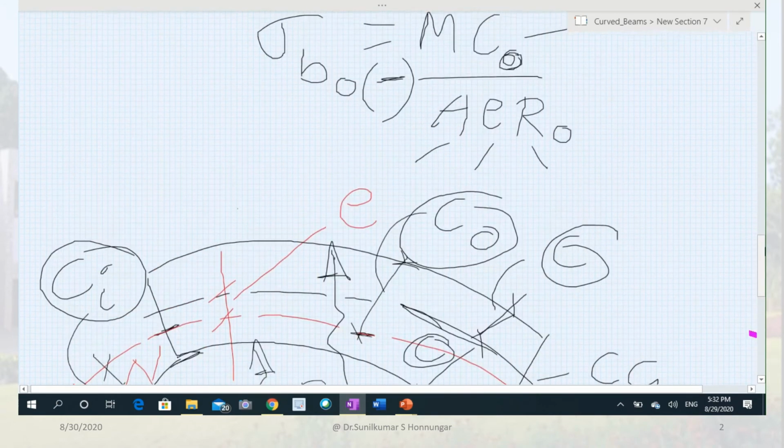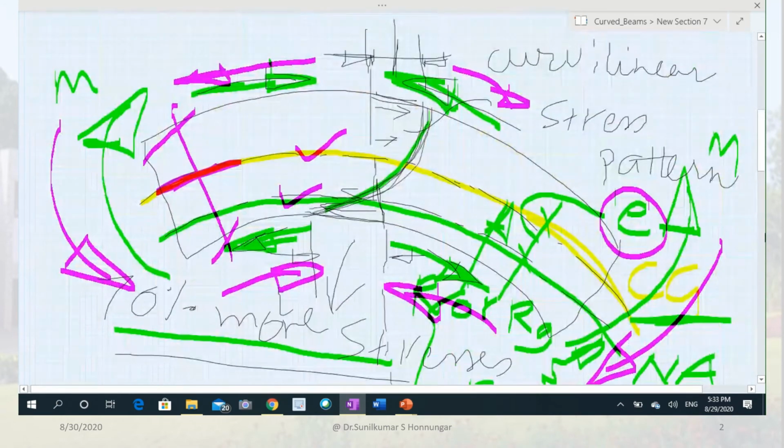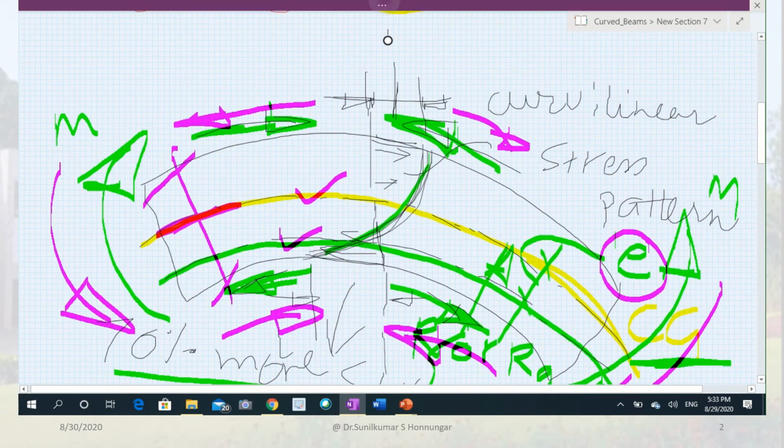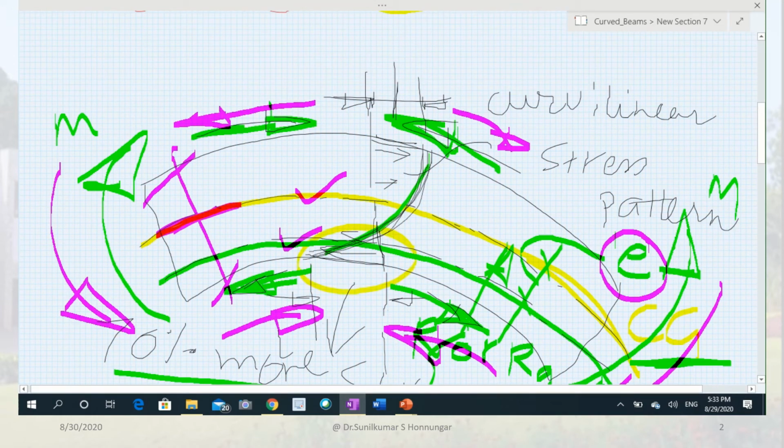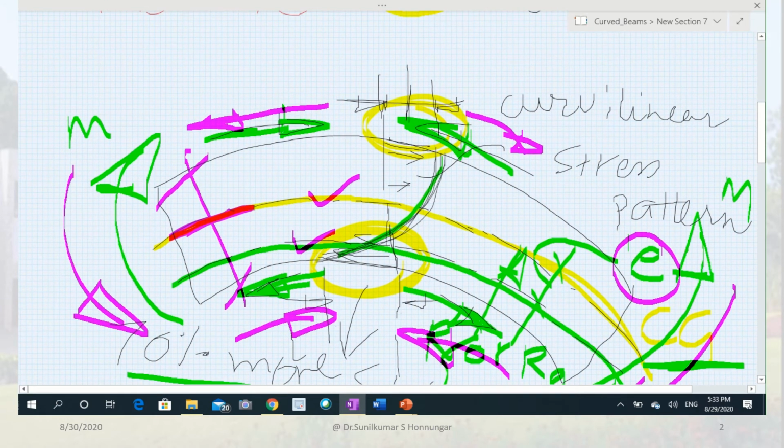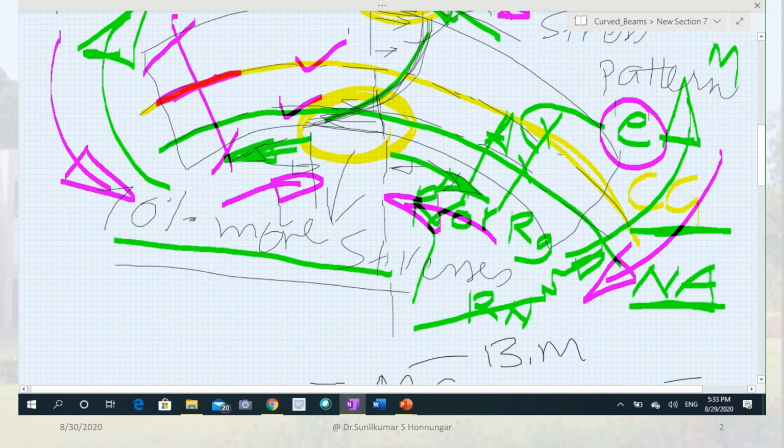Previously I have narrated, just look over here. In this particular part, you will have more stress compared to this particular part. I think I told you 70% more stresses are going to act. We will realize this only when we solve the problems. With this your theory part will be over.